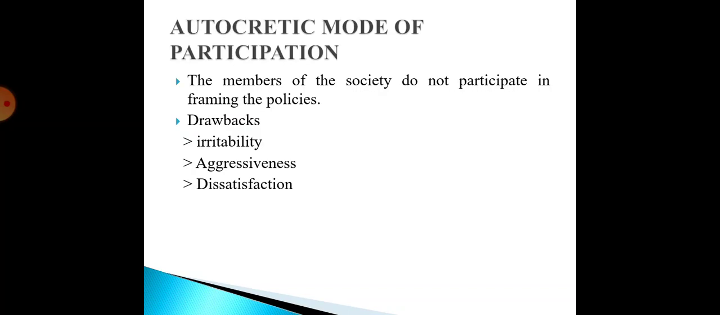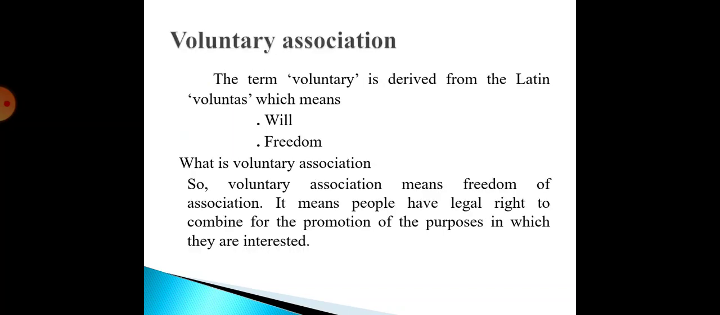He makes the policy, rules and regulations and does not take any grievance from the lower class or poor people. There is no satisfaction, only dissatisfaction. So this is about autocratic and democratic. Next topic is voluntary association.